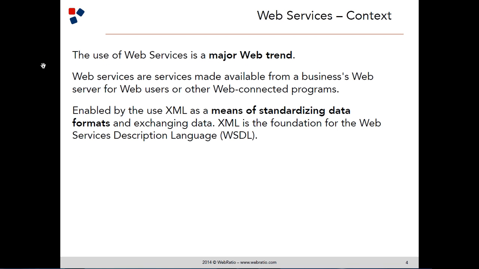So what is the major web trend of nowadays is to move to web services. Web services are made available from business web servers, and they are made for web users or web-connected programs. The development and availability of web services is a major web trend nowadays, since they standardize the data formats and data exchanging using XML, which is also the foundation for the web service description language, also known as WSDL.